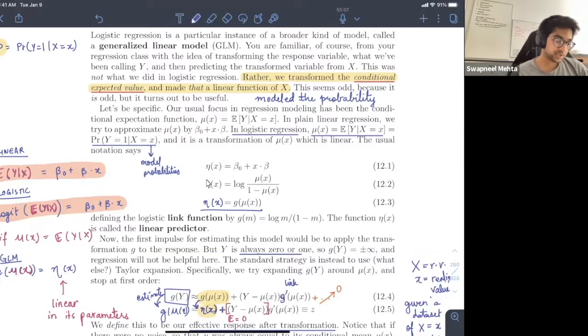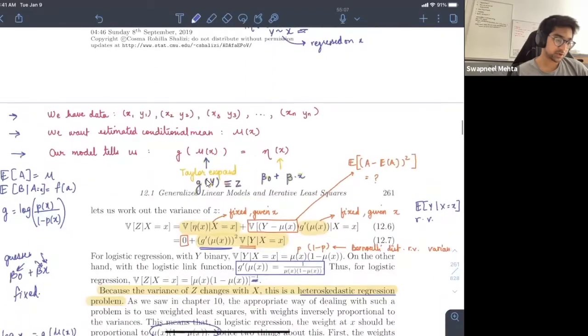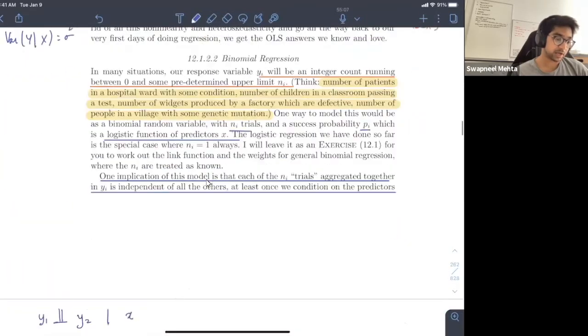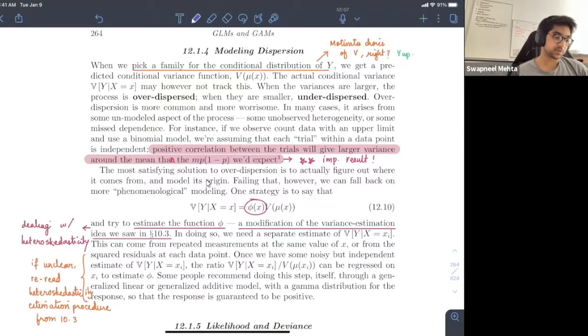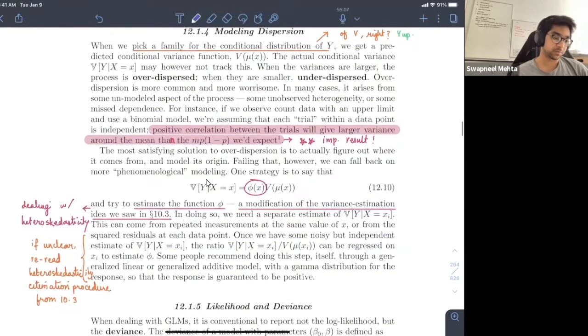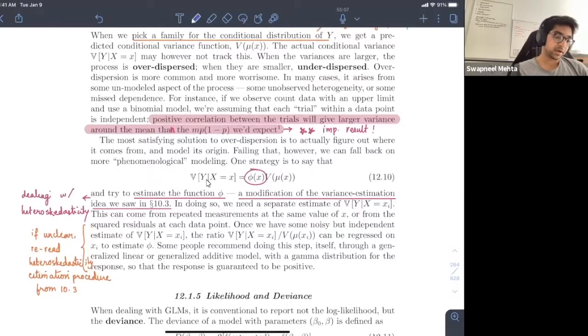But all of these are assumptions, so they might not hold, which means the variance that you are estimating might not actually track the original variance, which leads to over dispersion and under dispersion depending on your problem at hand. And also you are assuming uncorrelated trials. For a binomial model, for example, we are assuming that each trial is independent conditioned on the x's, but positive correlations might actually lead to a larger variance than you would expect.